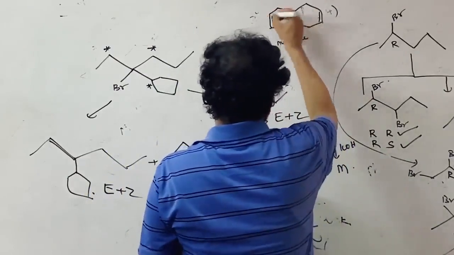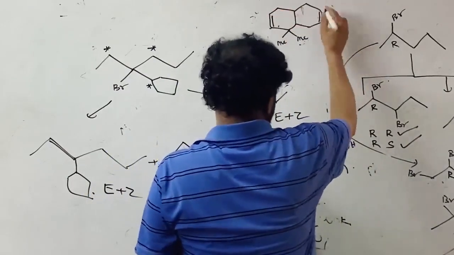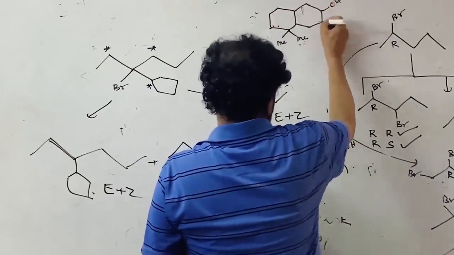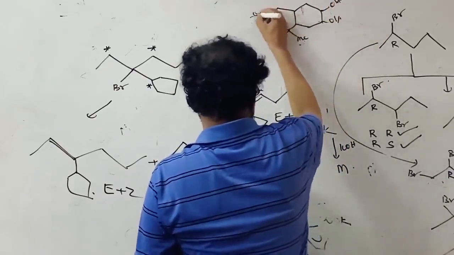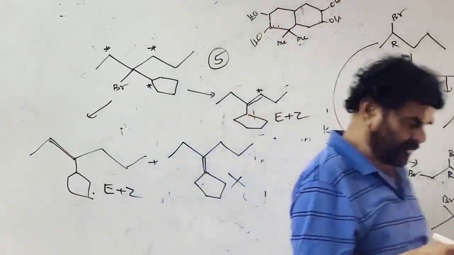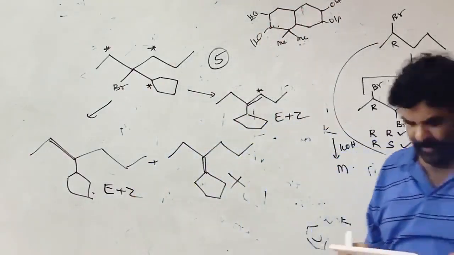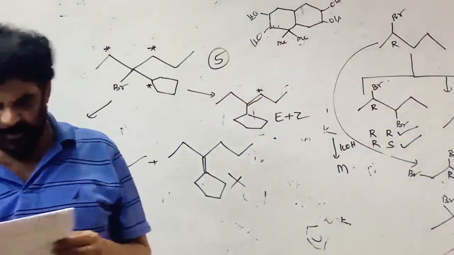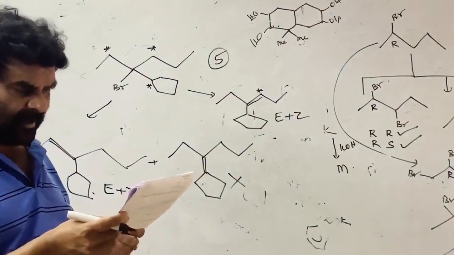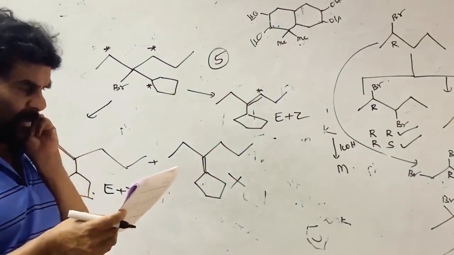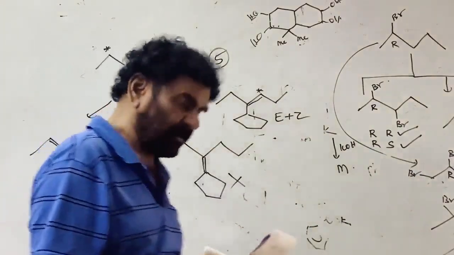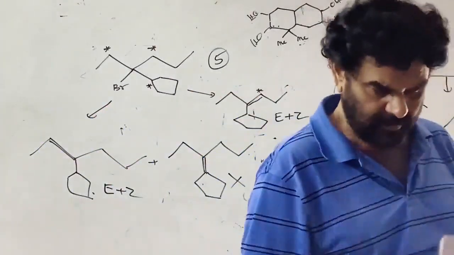On treatment with Baeyer's reagent, this is hydroxylated, this is hydroxylated. Total 4 OH groups in the molecule. P is the alkene, and Q contains the 4 hydroxyl groups. The number of hydroxyl groups in Q is 4. 4 is the answer related to this.